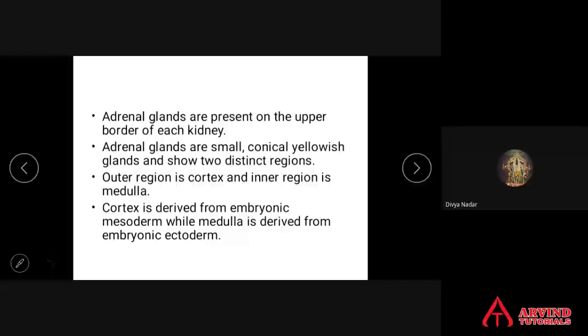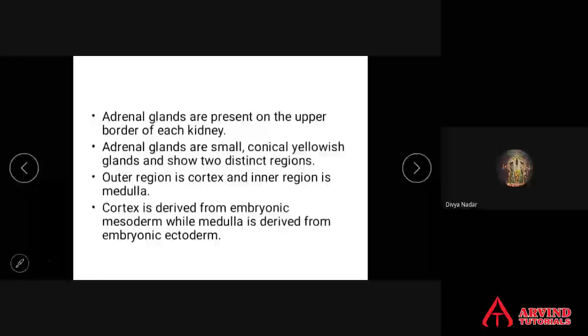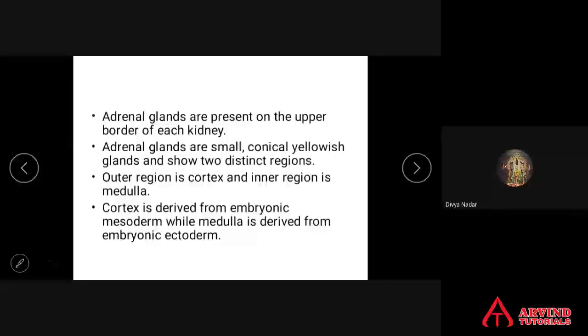Cortex is derived from embryonic mesoderm, while medulla is derived from embryonic ectoderm. Means in embryonic germ layers, the cortex of the adrenal gland is from the mesoderm, while medulla is derived from the embryonic ectoderm.